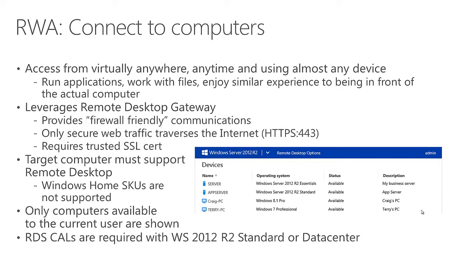So this leverages the Remote Desktop Gateway component of RDS, Remote Desktop Services. It provides a firewall-friendly way to get through to the server. Again, much like SSTP, it uses the secure web protocol so that it can easily go through firewalls. It does require an SSL certificate, so you can use one that you have previously, or you can purchase a new SSL certificate to use to secure the interaction for remote users back to the server.